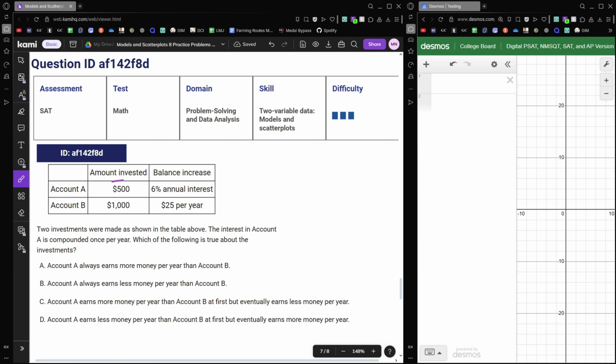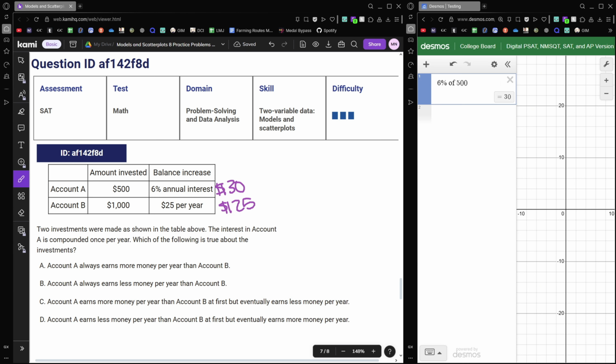We know that there's a 6% annual interest, so that means in the very first year, the amount of money they'll earn will be 6% of 500. Let's put that in Desmos. 6% of 500 is $30. So that means that in the very first year, they will earn $30. And then for account B, they'll be making a flat $25 per year.